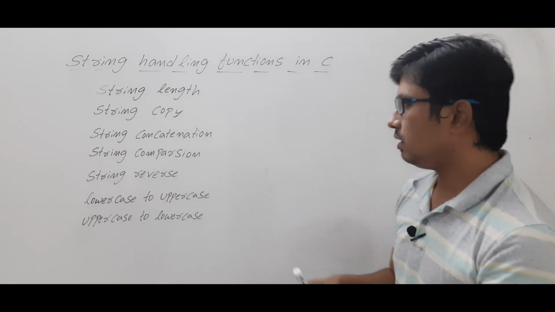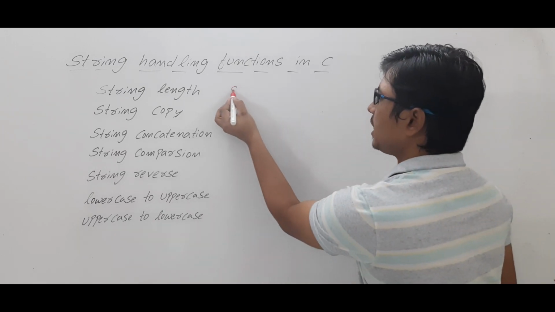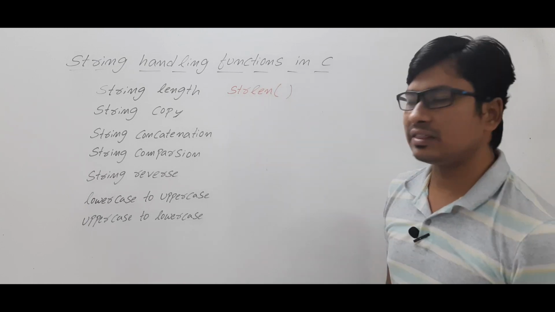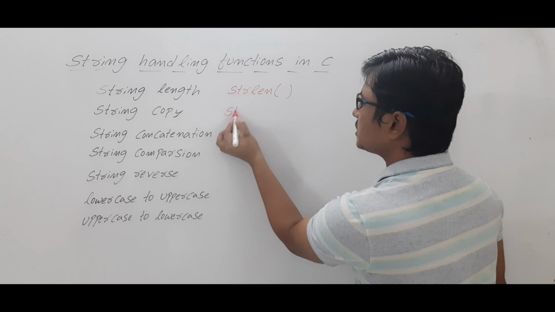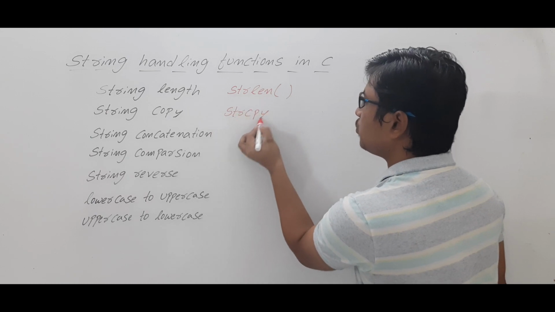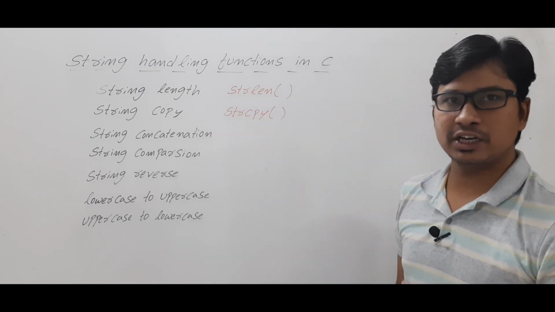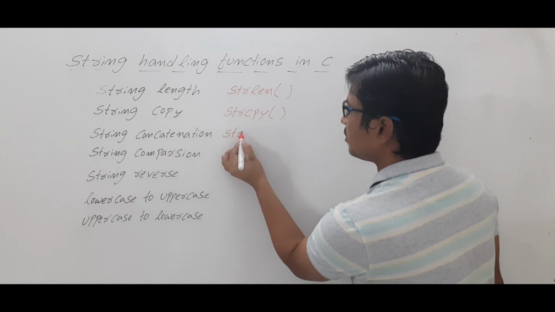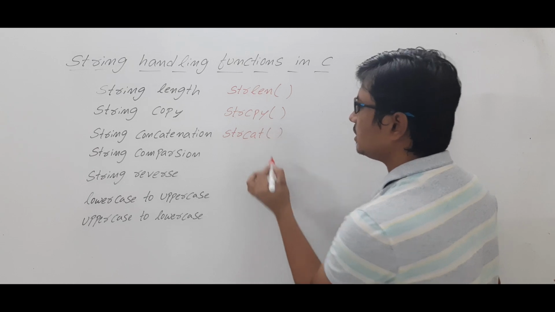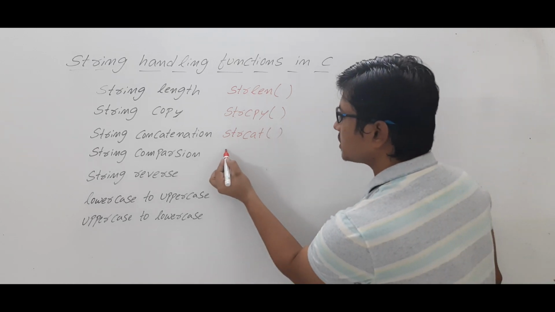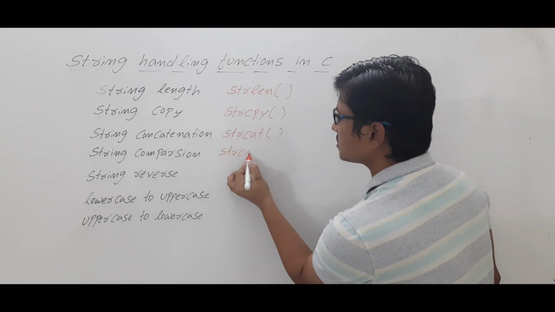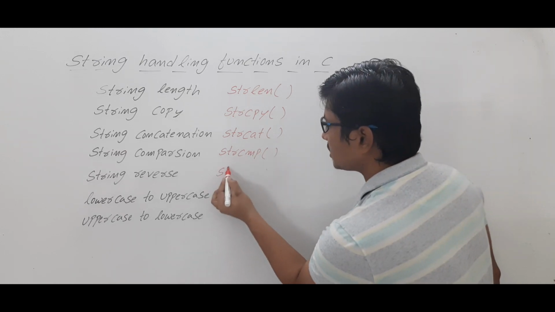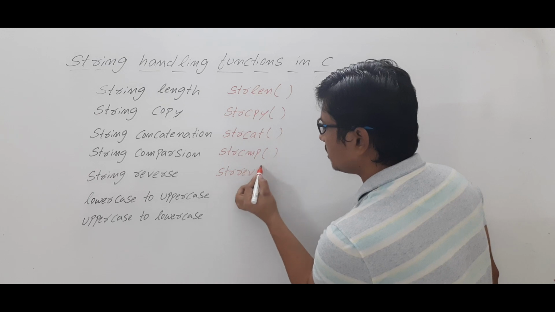So let me write the functions. We have a function called strlen to compute the length of a string. We have a function called strcpy to copy a string into another array. If you want to concat two strings, we have a function called strcat. If you want to compare two strings, we have a function called strcmp. To reverse a given string, we have a function called strrev.